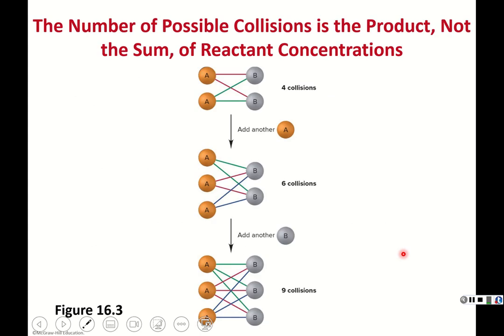And this is a graphical or pictorial way to represent that collision theory, right? If we had two A's and two B's, 4 possible collisions with those, adding just one more molecule of A, now we have a possibility of 6 collisions. So the number of possible collisions has gone up by 2, even though we've only added one more molecule. We add another molecule of B, now we've gone from 6 possible collisions to 9 possible collisions. Okay, so raising the concentrations, it's again the product of the concentrations, not their sums.